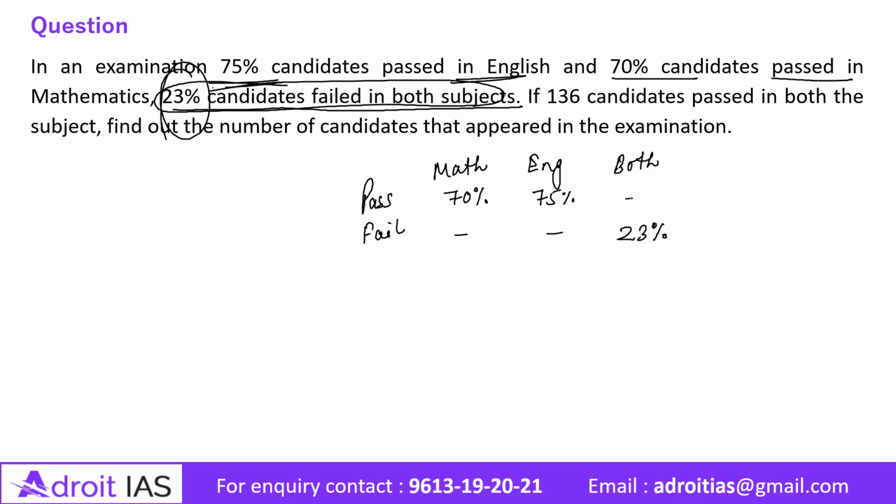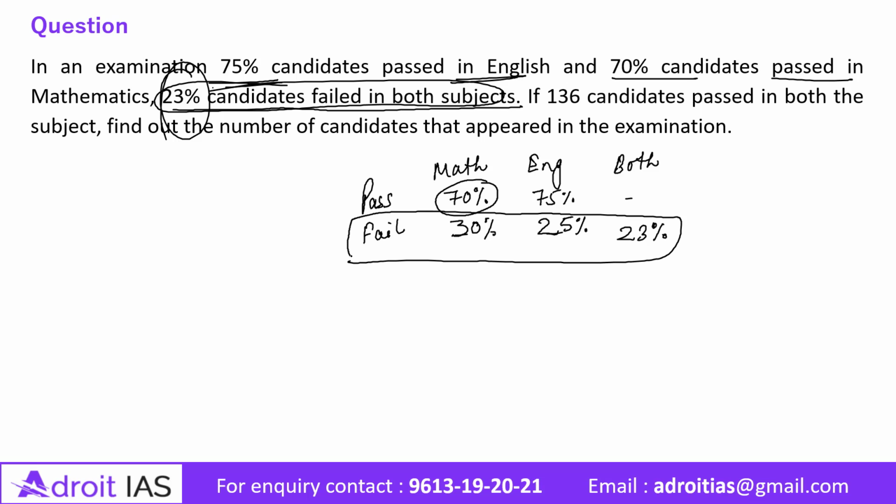Clear? So this data is not similar, but we can make this data similar. How? If 70% students passed in mathematics, then it means obviously 30% must have failed in that subject. Similarly, if 75% passed in English, then 25% must have failed. Now for failed candidates, we have the similar data. So now the question becomes, in an examination, 30% students failed in maths, 25% failed in English, and 23% failed in both. Now we can draw the Venn diagram with respect to the failed candidates.